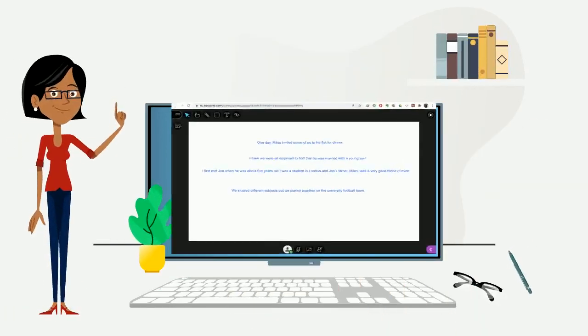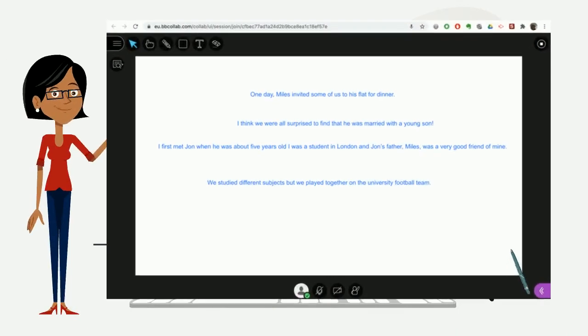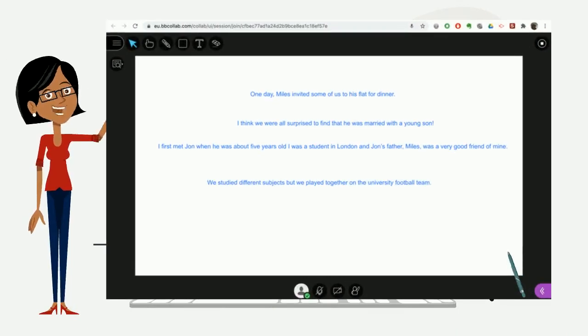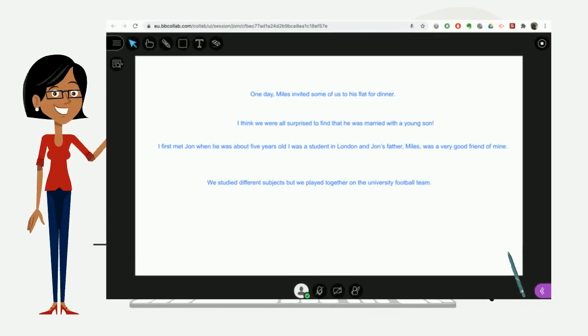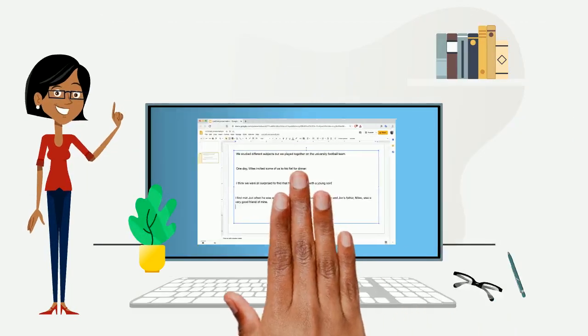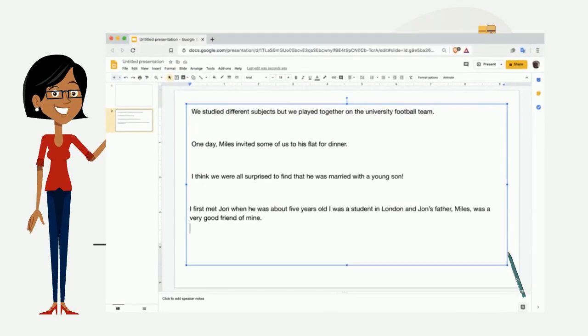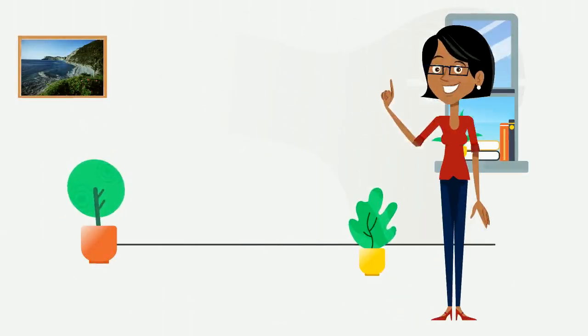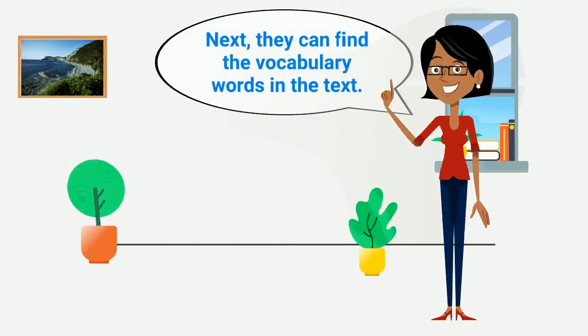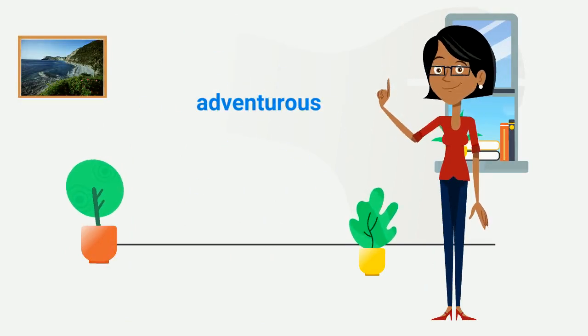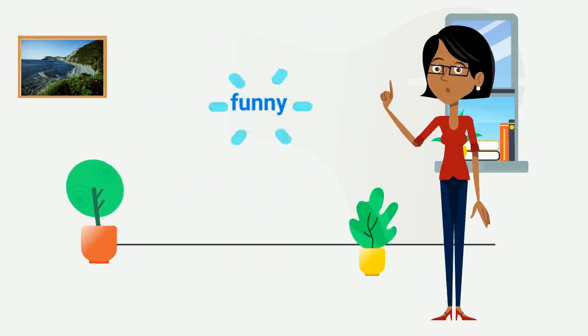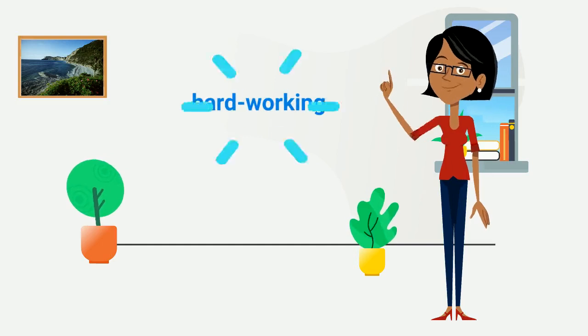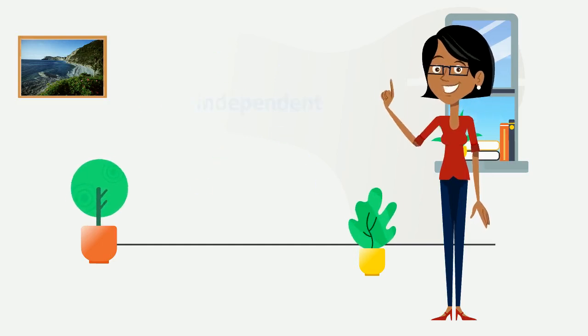Or you can also paste the sentences onto a whiteboard that you share in a group, repeating the process with each group. Or have them work on a shared Google slide. Then have them search for the vocabulary in the text: adventurous, creative, funny, hardworking, independent, intelligent, outgoing, serious.